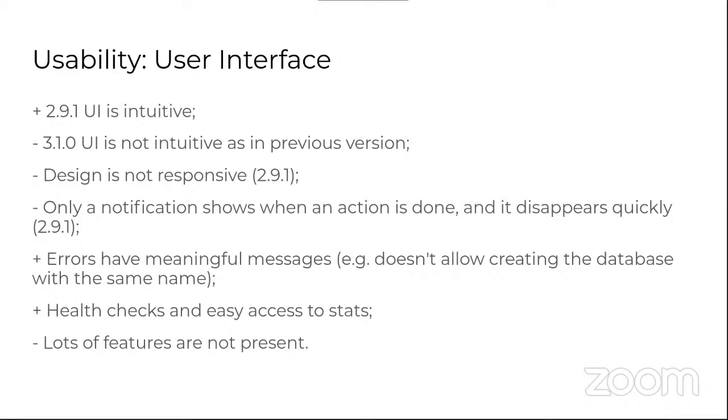I just discovered that most of the user interaction is really simplistic, and only a notification can say that something is wrong or correct. This notification lasts about 5 seconds and you don't see it. However, the error messages were really good. And of course, lots of features are not present in the user interface.